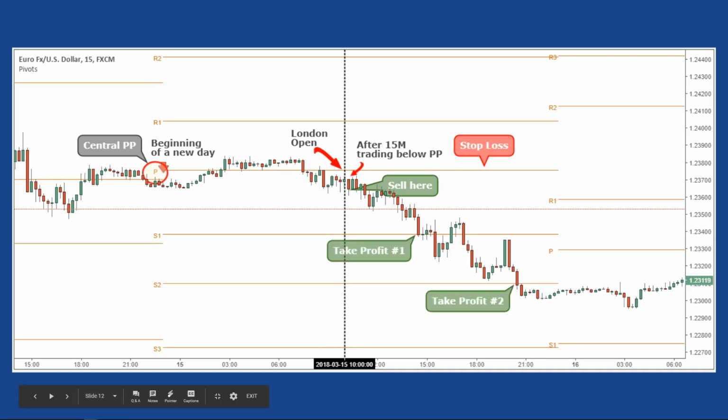Step 4, take partial profit at the first support level. Move your stop to break even at that point.